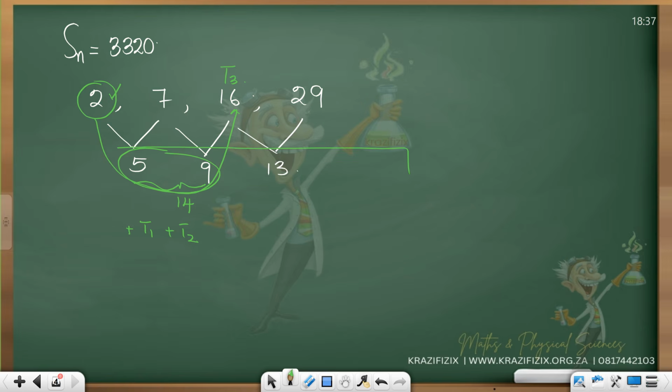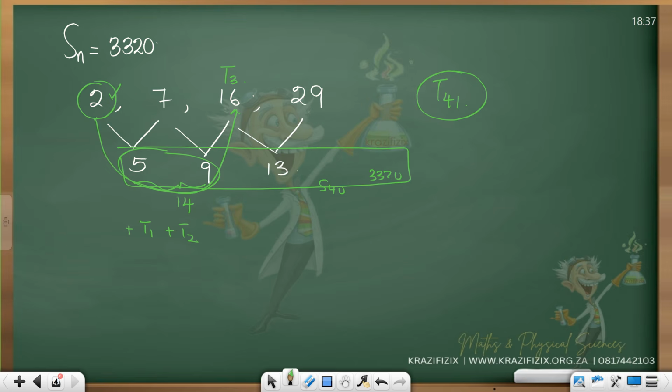Now they are saying 40 of this. Sum of 40 is 3320. Basically, if I add 2 to it, I'll be getting the next term here, T41. Look, are we on the same page?